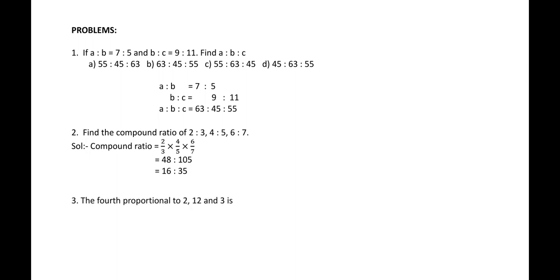Next problem. Find the fourth proportion of 2, 12 and 3. Fourth proportion is nothing but the fourth number in a proportion. See, if we write this in proportional way, 2 is to 12 is one ratio and 3 is to x is another ratio. Here x is the fourth proportional value we have to find. Therefore, product of extremes 2 into x is equal to product of means 12 into 3. Therefore, x is equal to 18.